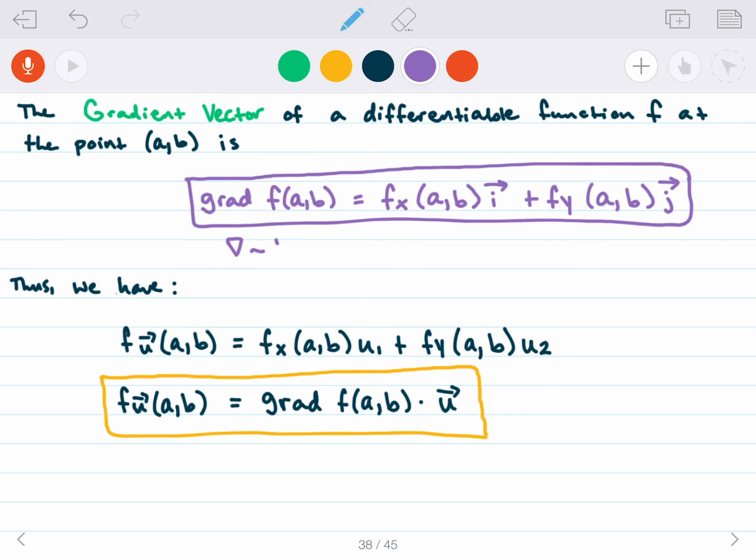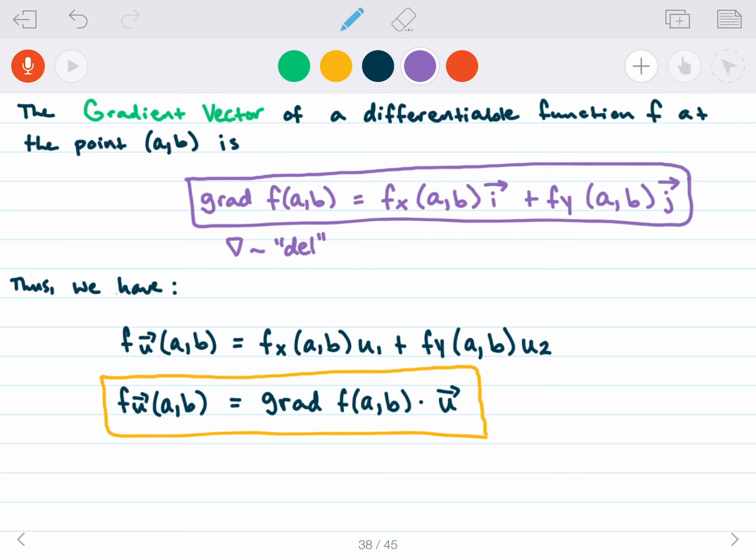The gradient of a function is going to be the partial derivative with respect to x, plug in (a, b), i, plus the partial derivative with respect to y, plug in (a, b), j. So the gradient is a vector. The directional derivative was a scalar, right? We plugged in an a and a b value once we got our derivative, and we got a number. The gradient is always going to be a vector.